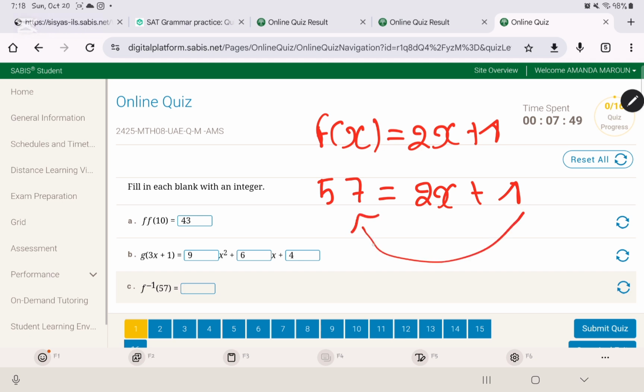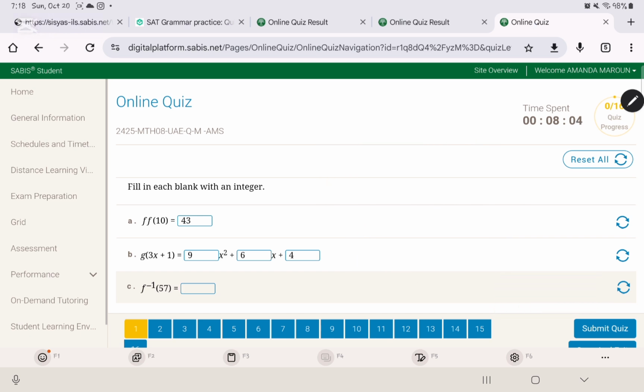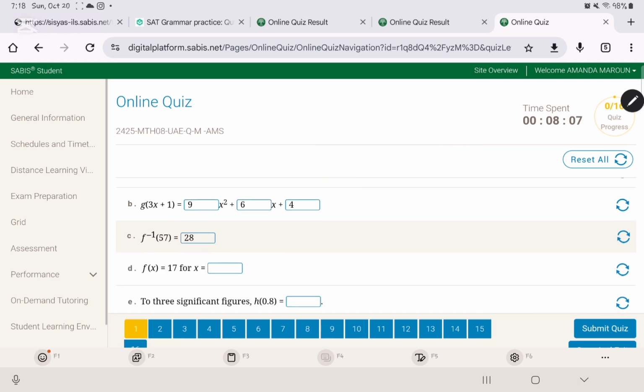Move 1 to the other side. 57 minus 1 is 56. So 56 is equal to 2x. Let's do 56 divided by 2. It is then 28. So x is equal to 28. Very simple, very easy. Okay? So, look. Anytime you see f inverse and a number in the brackets, just replace it instead of the f(x). However, every time you see f(x), you have to replace the number here instead of x.